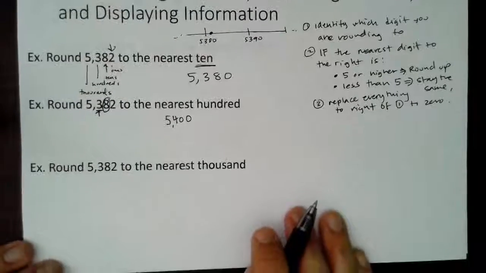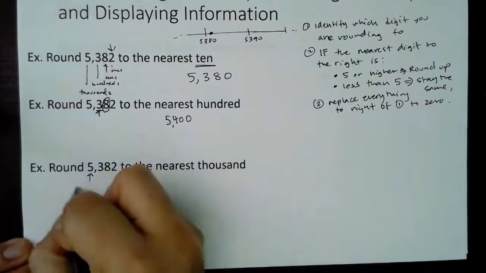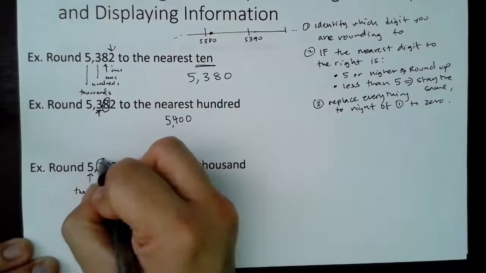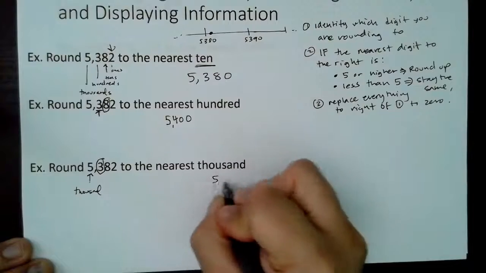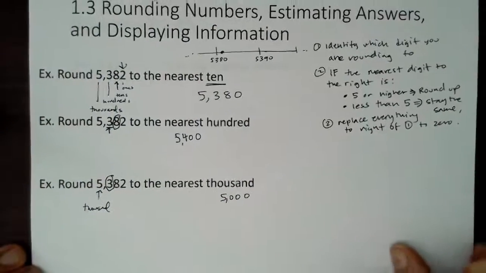Now if we do the nearest 1,000, here's the thousands place. We use the number immediately to the right, and it's less than 5, so we stay the same. So the nearest 1,000 would be 5,000. Okie dokie.